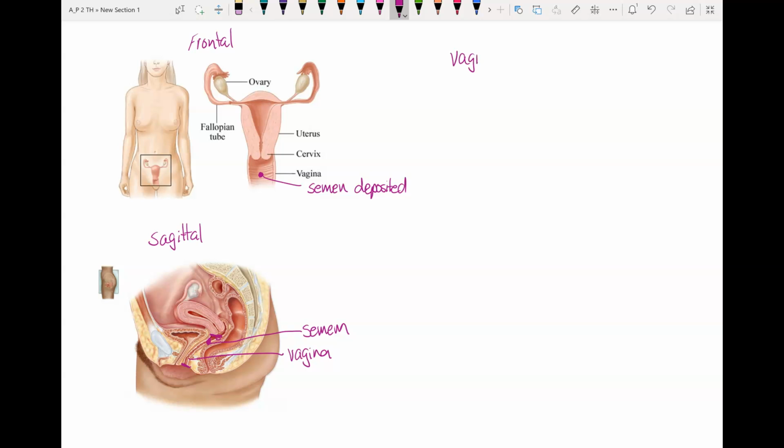And a few facts about the vagina. One is that it is acidic. The pH is about 4 to 5. And this is due to bacteria that live there. So just like how the large intestine has protective bacteria, so does the vagina. These bacteria secrete acid.